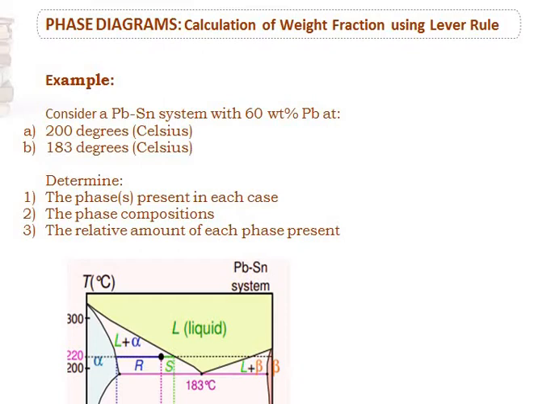And in this video, we are going to solve an example that encompasses all we've treated in previous videos. That's an example that involves identifying the phases present, the determination of the phase compositions, and also the calculation of the relative amount of each phase present, which will be in weight percent. So consider this a lead-tin system with 60 weight percent lead at two different temperatures: 200 degrees Celsius and 183 degrees Celsius.